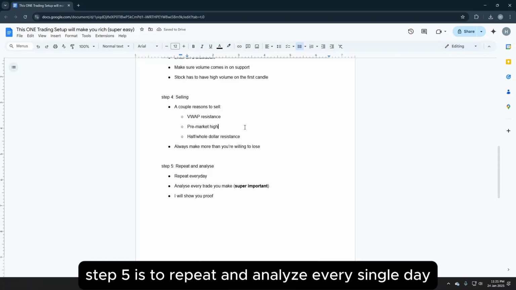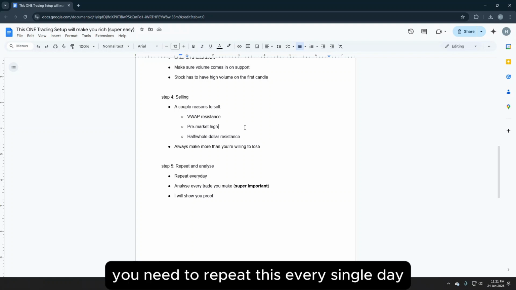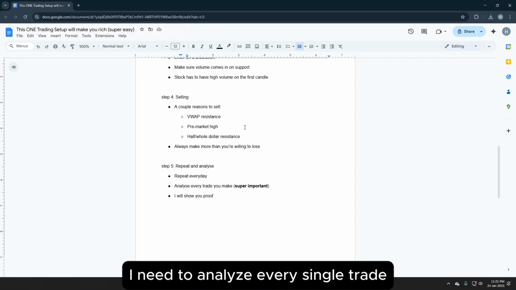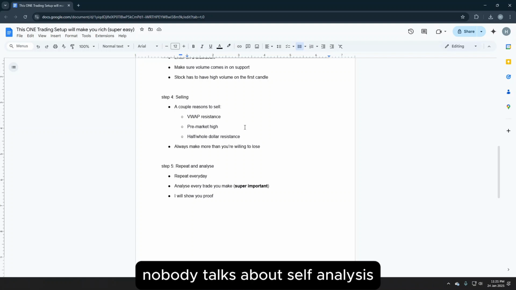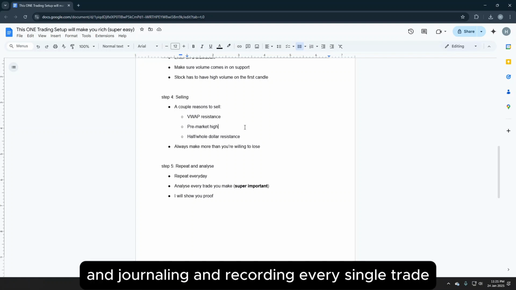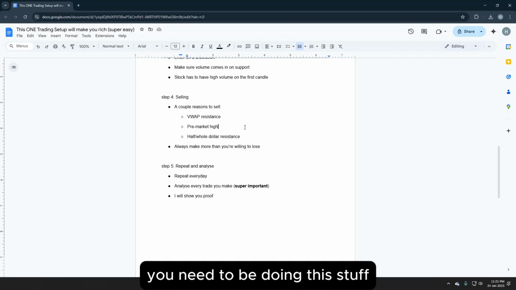And the last thing, step 5, is to repeat and analyze every single day. That's the last step. You need to repeat this every single day, and you need to analyze every single trade you make, which is super important. Nobody talks about self-analysis. Nobody talks about analyzing and journaling and recording every single trade. You need to be doing this stuff.